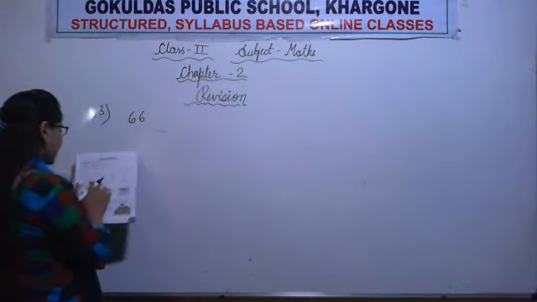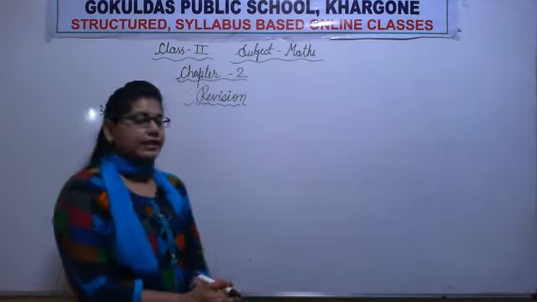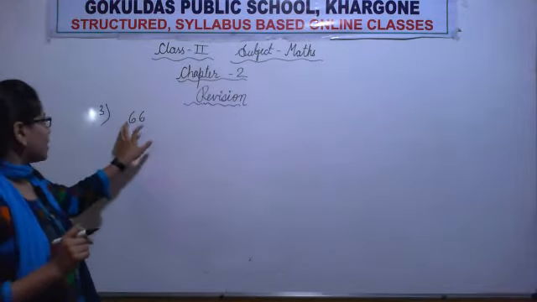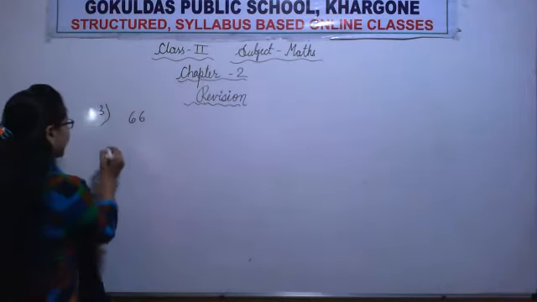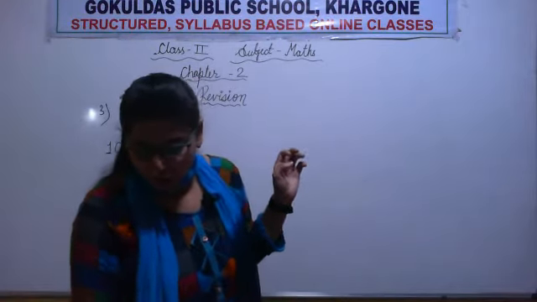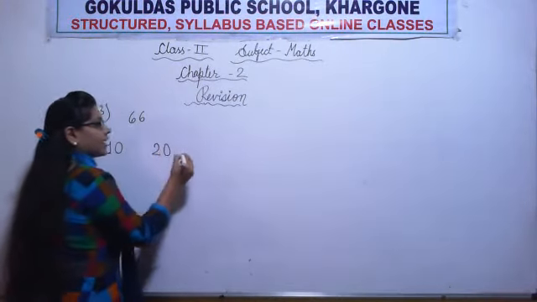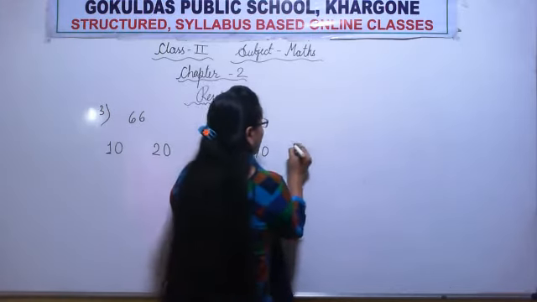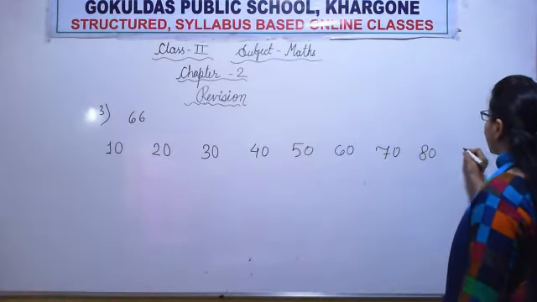66 is rounded off to the nearest tens. Now we have to round off 66 to the nearest tens. So 66 lies between which two numbers? Let's write tens. Why are we writing tens? Because we need to round off to the nearest tens. So we will write tens first: 10, 20, 30, 40, 50, 60, 70, 80 and 90.